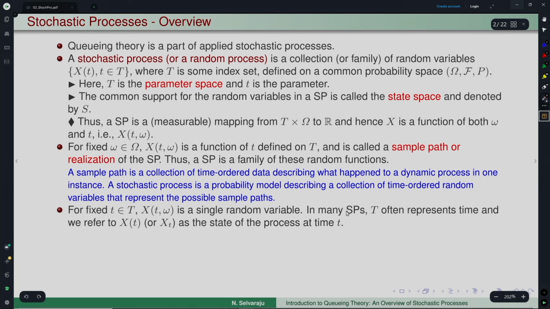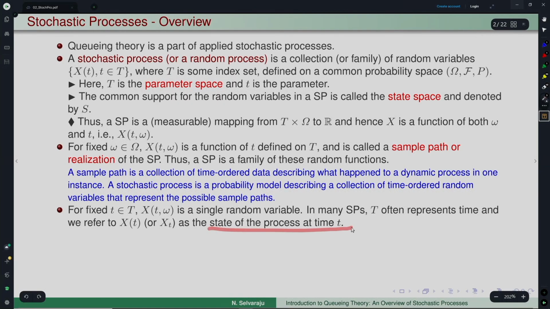In many stochastic processes, this capital T often represents time. In our particular case of queuing models, this will be time, but time is a generic word. It need not even be time, it could be area. Suppose you have a cloth and you are looking for defects, the number of defects in a particular area could also be represented by this stochastic process. In that case, this t represents the area, but in our case it is simply time, and we refer to x of t as the state of the process at time t.